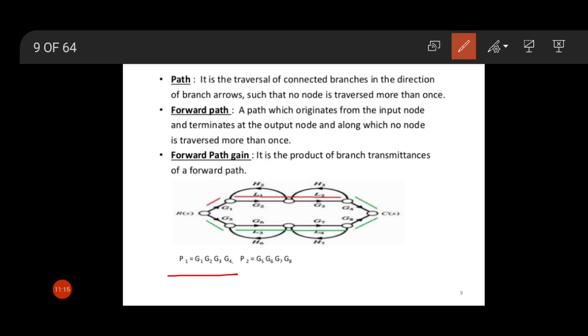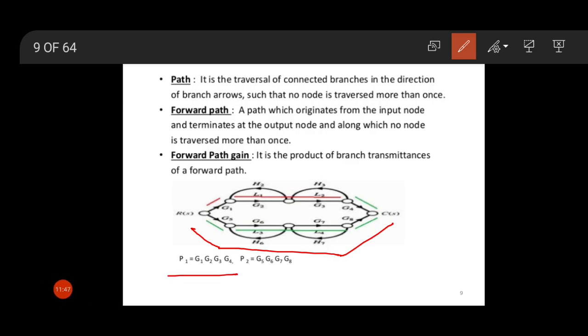And if we consider the second forward path, then what is the forward path gain? The forward path gain is G5 into G6 into G7 into G8. Clear? So what is forward path? Forward path is how we will go from the input node to the output node.